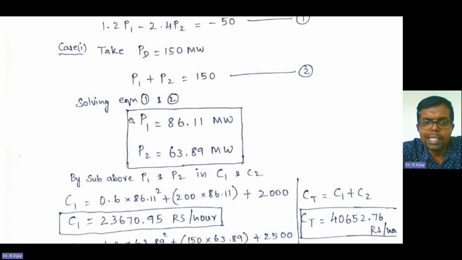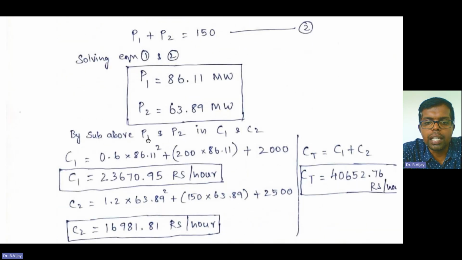Now, this is the economic load dispatch value for case number 1, that is PD is equal to 150. Now we are substituting P1 and P2 in C1 and C2 to find out the cost, that is rupees per hour. In the cost function, we are substituting 0.6 into P1 squared plus 200 into P1 plus 2000. Here I am substituting P1 is equal to 86.11. After simplifying, we are getting the answer as C1 is equal to 23,670.95 rupees per hour.